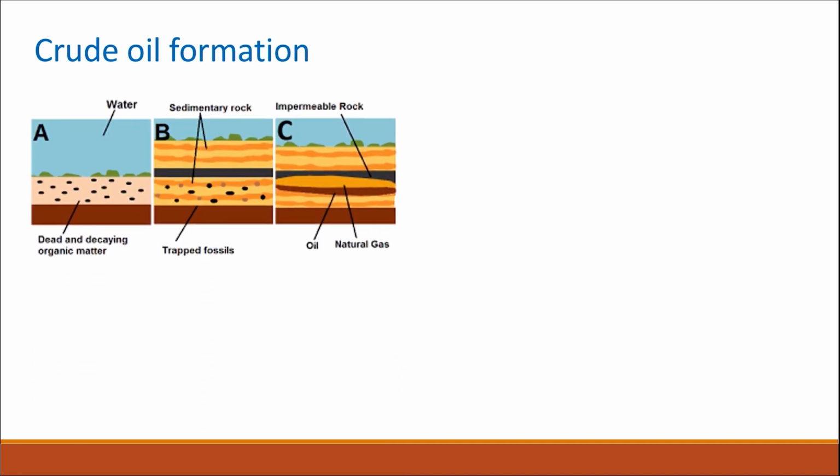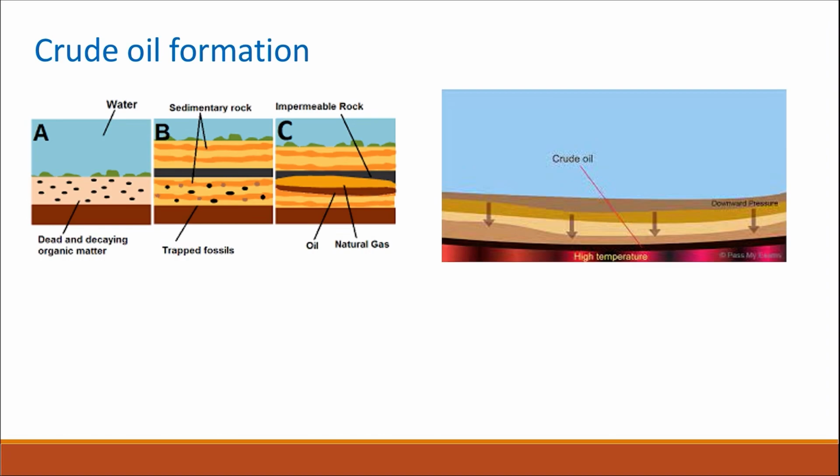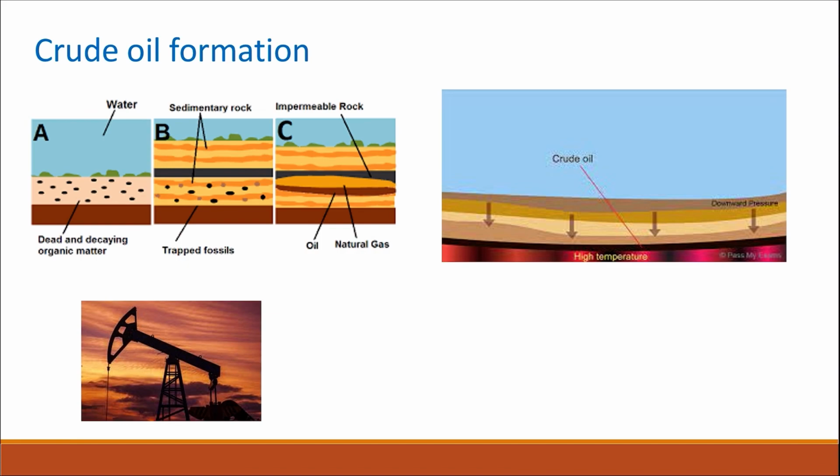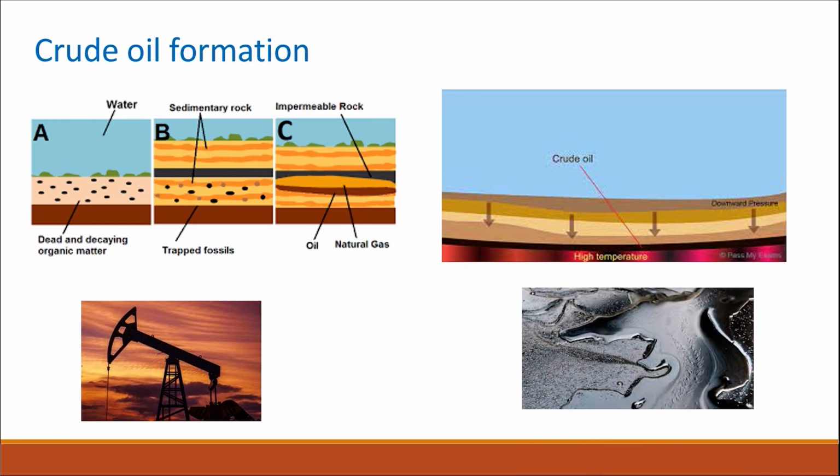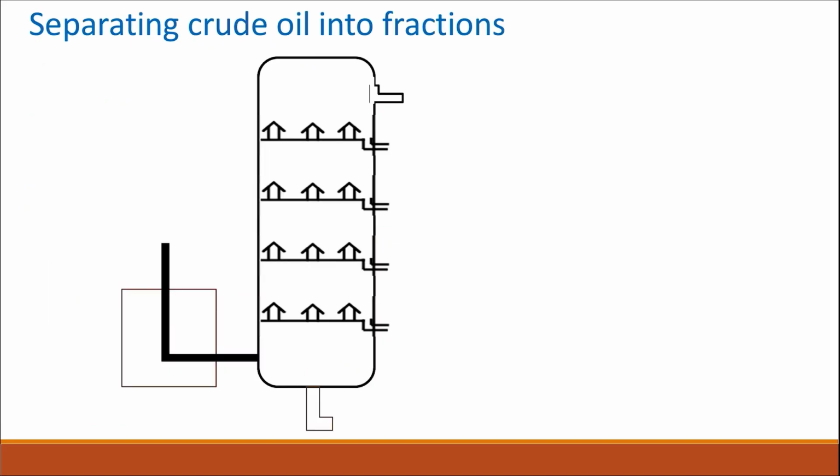Crude oil formation. The source of hydrocarbons is crude oil, and crude oil comes from different living organisms that died a very long time ago, were buried, and were then subjected to high temperature and pressure. That leads to the formation of crude oil, which is then extracted from the soil or from under the water.